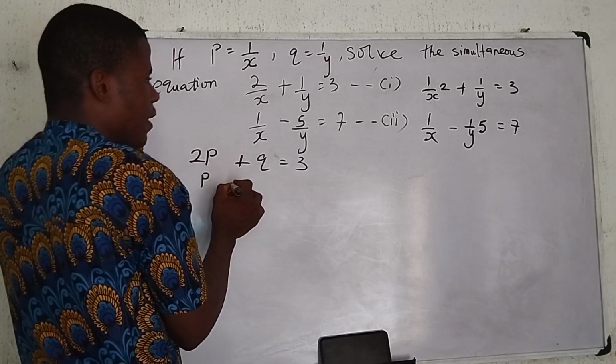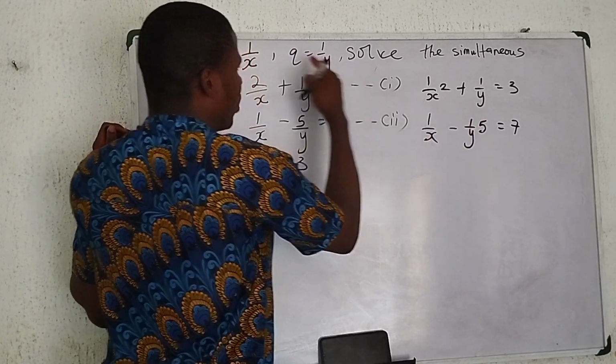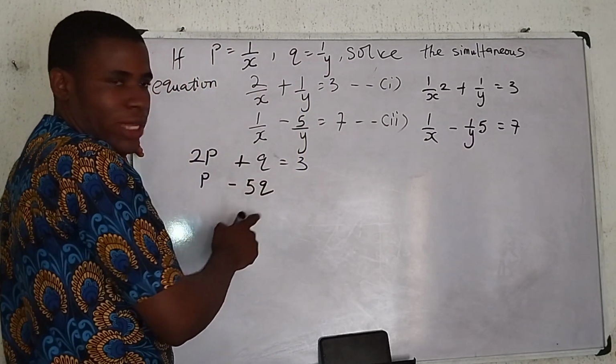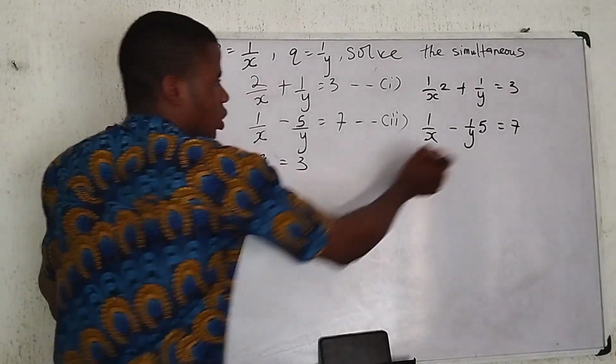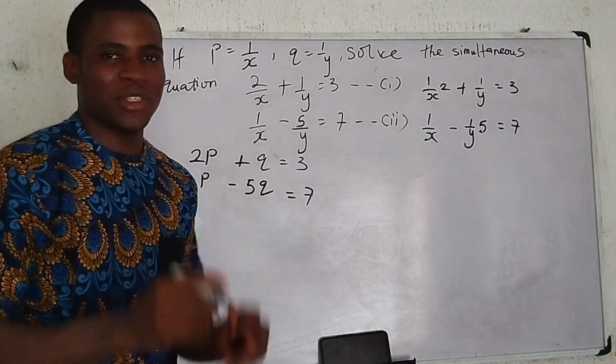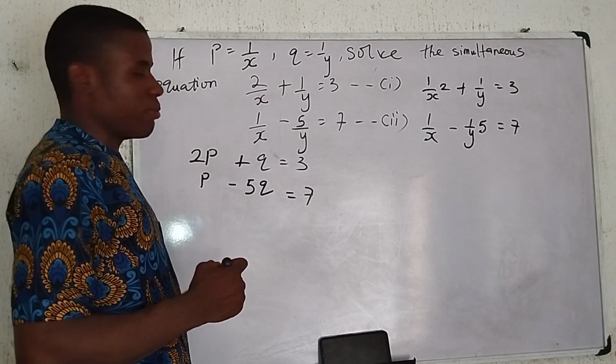Now for equation 2, 1 over X is still P. So I have P minus 1 over Y times 5. 1 over Y is Q, so it becomes 5Q, equals 7. Now this is equation 1 and this is equation 2.